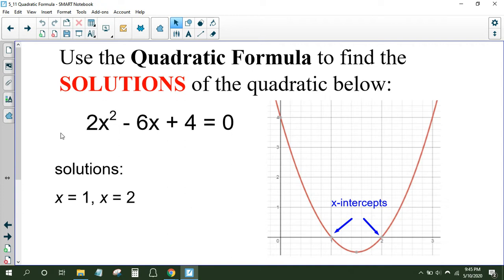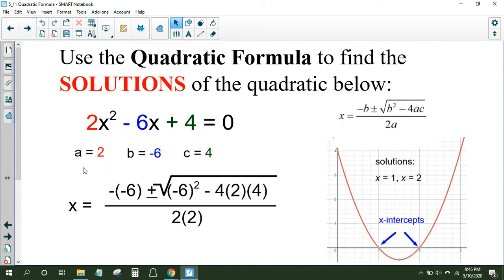First, use the quadratic formula to find the solutions of the quadratic below. In other words, we're looking for the solutions, which are the x-intercepts. I've graphed this one for you so that we can see that when we solve for x using our formula, we should get an x equal to 1 and an x equal to 2. Those are our solutions. So let's plug our a, b, and c values into the formula and see what we get. Our a value in this case is 2, our b value is negative 6, and our c value is 4.